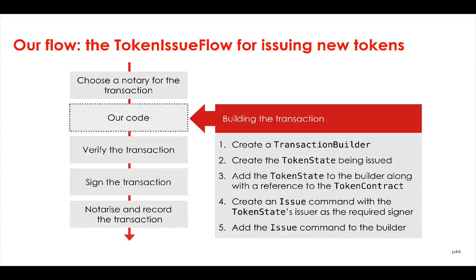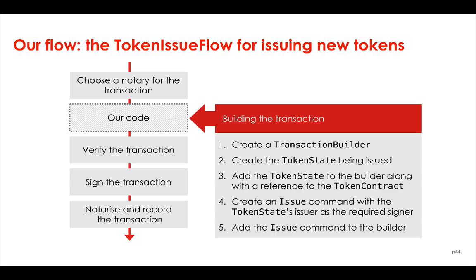In this section, we're going to define our token issue flow. And this is the flow we've been talking about that will allow us to issue new token states onto the ledger. So we can see the steps of our flow here, and our flow follows a common pattern. We start by choosing a notary for the transaction. Then we build the transaction. That's the code we're going to write. Then we verify the transaction, we sign the transaction, and we notarize and record the transaction.